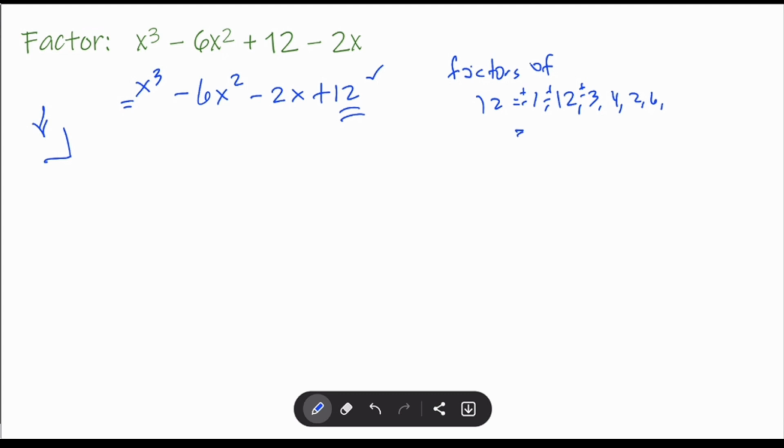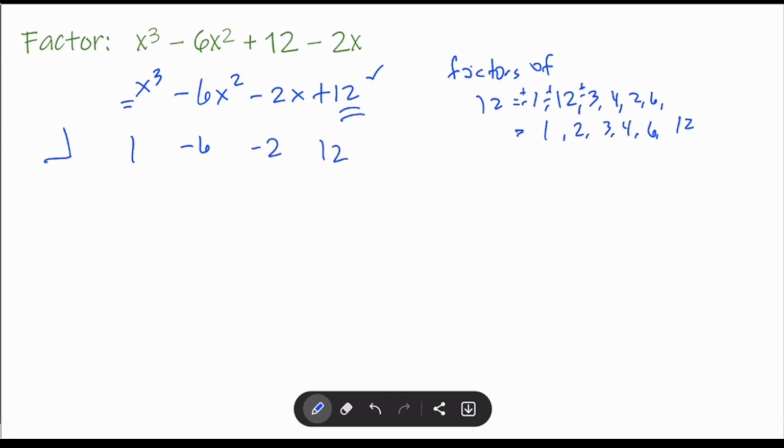So you can arrange it from 1, 2, 3, 4, 6, and 12, both the positive and negative. So there are so many of it. Like for example, if you're going to try, this is how you set up the synthetic division if you don't know it. The x cubed, there's no number on that. It means it's 1. For the x squared, it's the negative 6, then negative 2, and then 12.